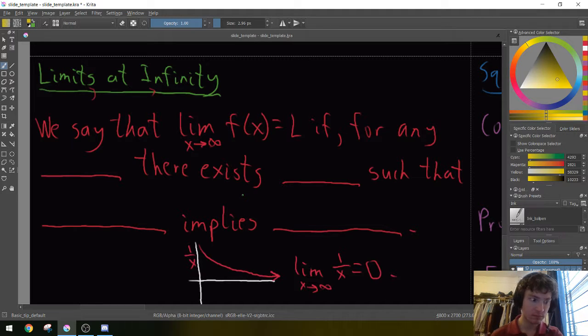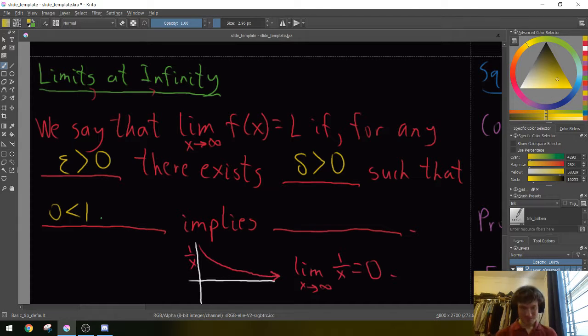This is going to be worded similar, just substituting a for infinity. So we can start with for any epsilon greater than 0, there exists delta greater than 0 such that 0 is less than the absolute value of, I want to say x minus infinity. Can't do that. Infinity is not a number. This is the part you have to change. So what is the generalization?